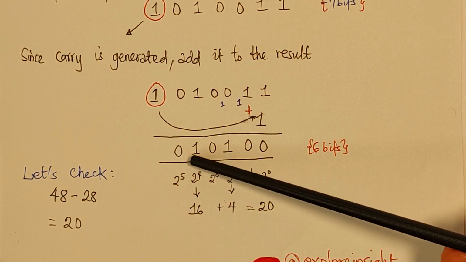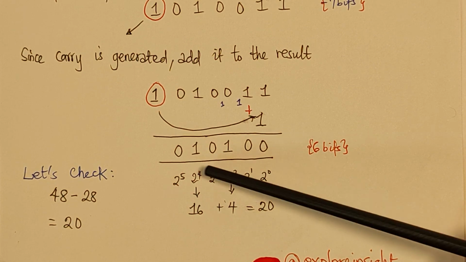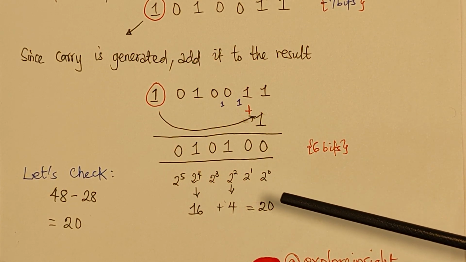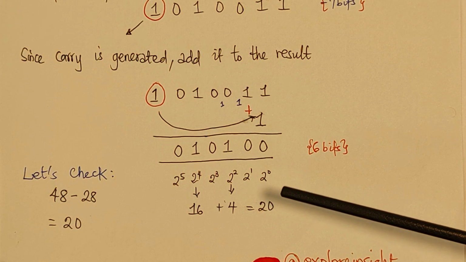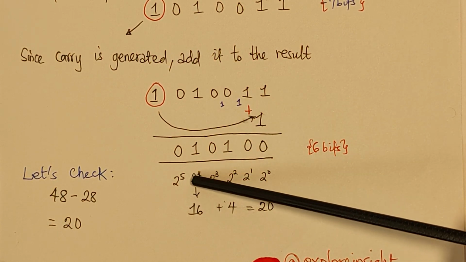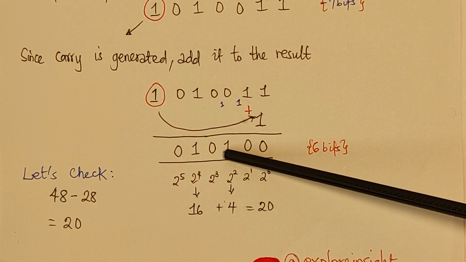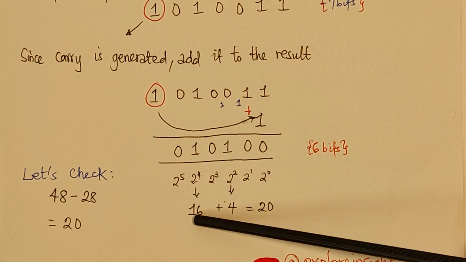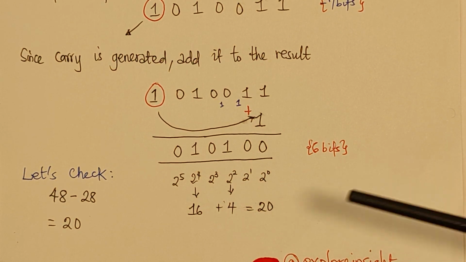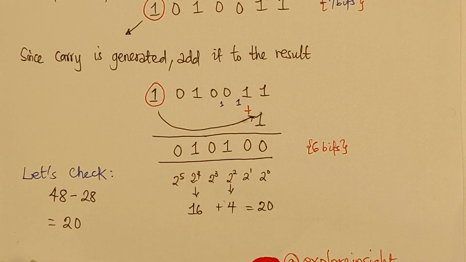Okay, now what is relevant? The 1s, because anything multiplied by 0 is not important. So to this end, we have 2 raised to 4 times 1, 2 raised to 2 times 1. So 2 raised to 4 is 16, plus 4, we'll have 20. So like I said, when we check 48 minus 28, it's actually 20. So it means we are correct with this given question.